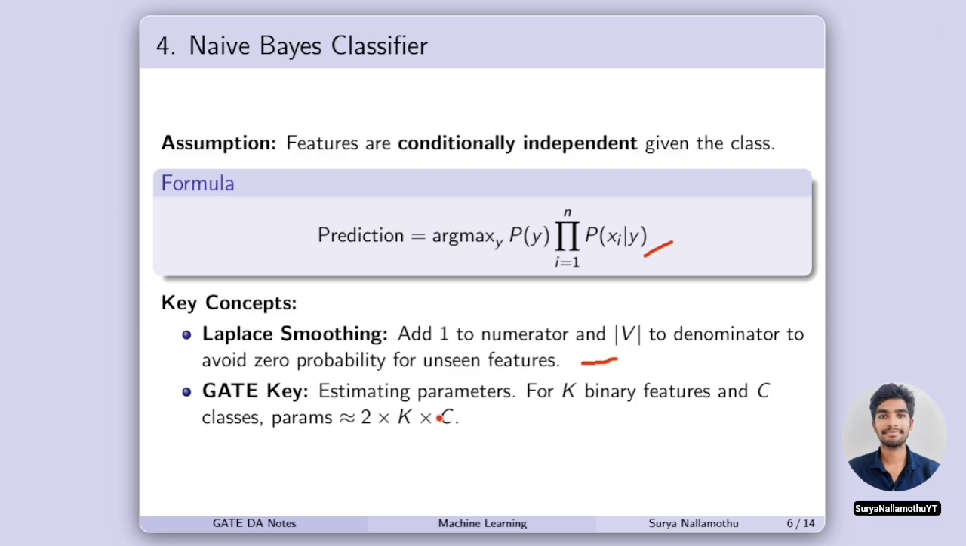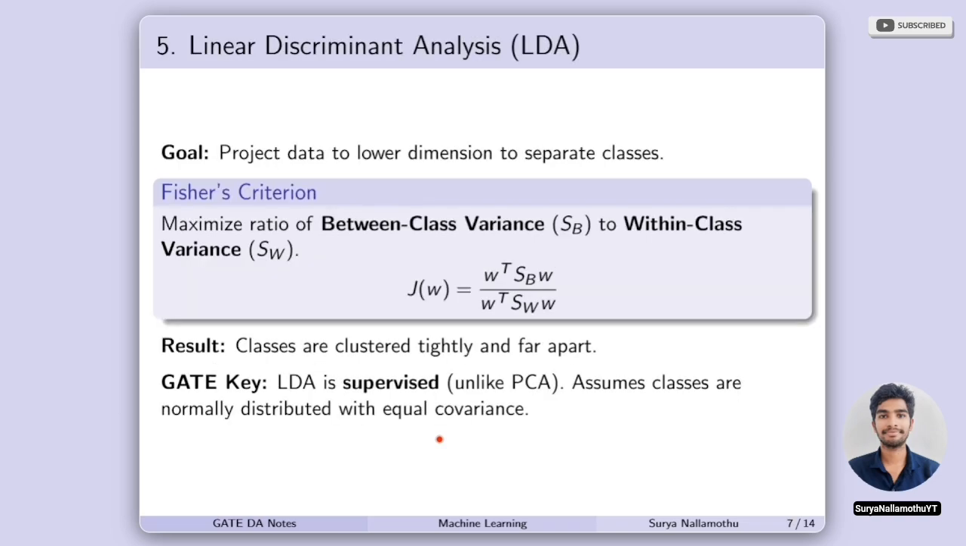The GATE key point is estimating the parameters for k binary features and c classes. The number of parameters becomes 2 times k times c. This is the way we need to estimate parameters in the GATE exam. For example, if a question is given to estimate the parameters of the binary features, then we apply this multiplication formula, and we get the answer to the question.